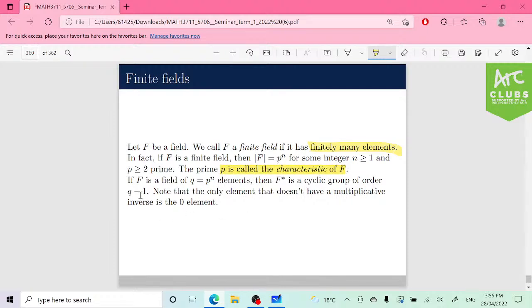And it turns out that if F is a field, then the set of units is a cyclic group of order q minus 1. This is because in a field, every non-zero element has an inverse. The only element that doesn't have an inverse is the 0 element. So the number of elements inside F star is going to be q minus 1.